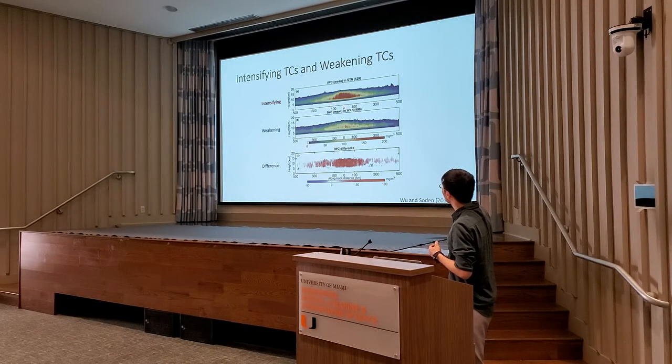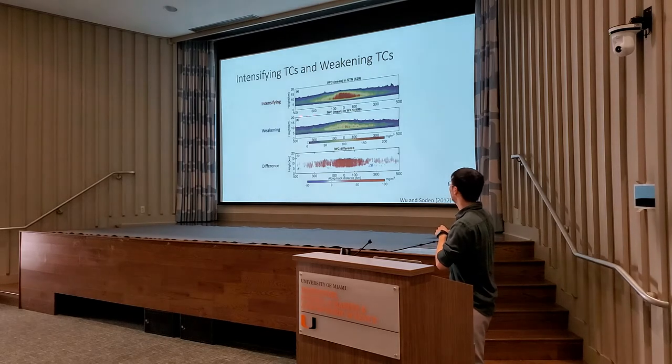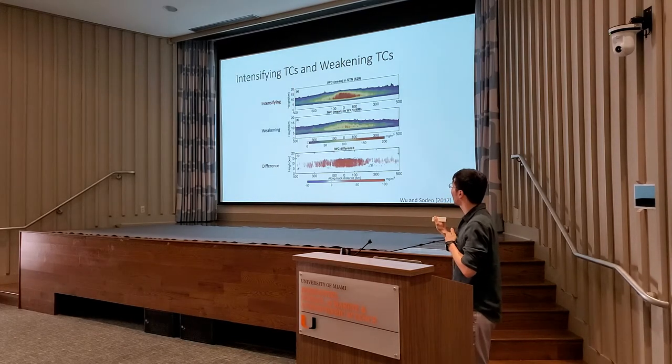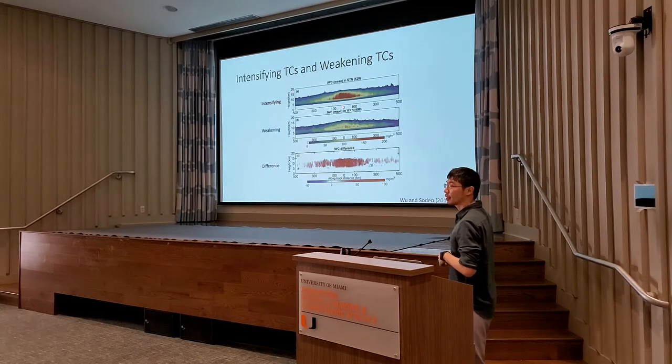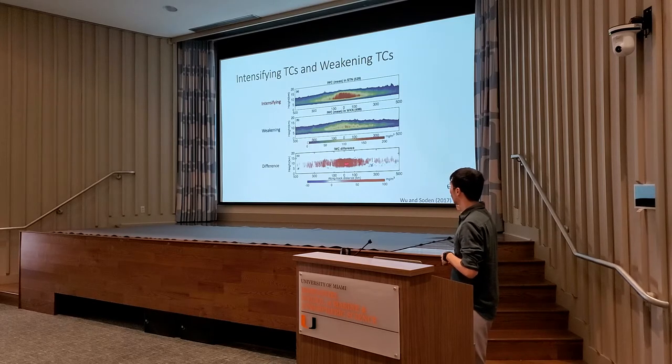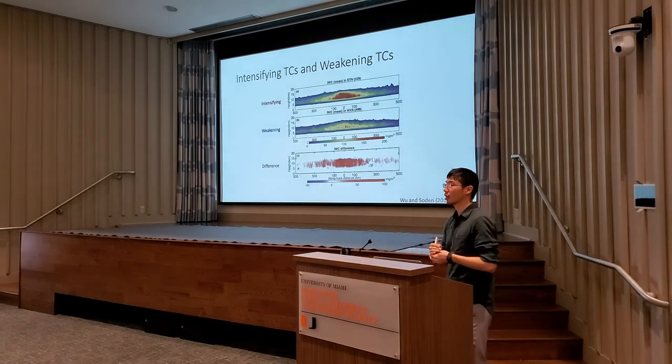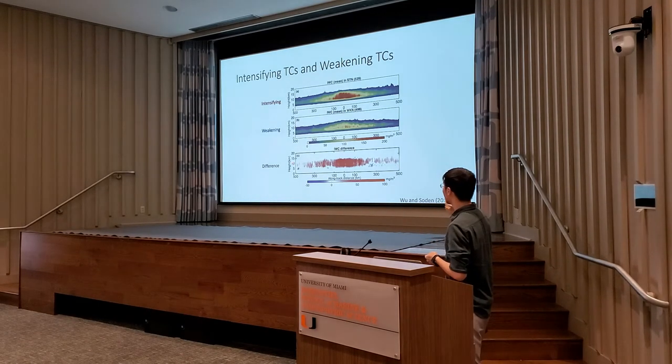So here are composites of the cloud ice water content for intensifying and weakening TCs. As you can see, the shadings are ice water content. The x-axis is the axial distance to the zero point, and the y-axis is the height in kilometers. Intensifying TCs generally have more ice water content than weakening TCs. If we further calculate differences, red shading means intensifying TCs have more ice water content than weakening TCs, and these positive differences spread across the entire domain.